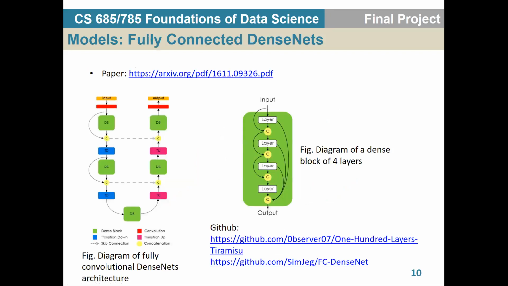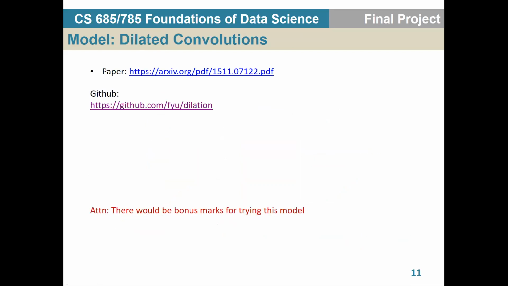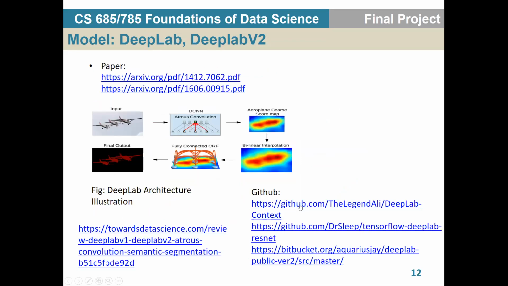Then there are fully connected DeepLab-style nets, which use dilated convolution. If you try this, you will get some bonus points. I could not find lots of tutorials or references for this, so we are going to give you some bonus for trying this model, and we would like to see how it works. Then DeepLab and DeepLab version 2. It's again convolutional, with fully connected conditional random fields, and then it gives you the output. There are lots of references for those, and I have added the GitHub link.